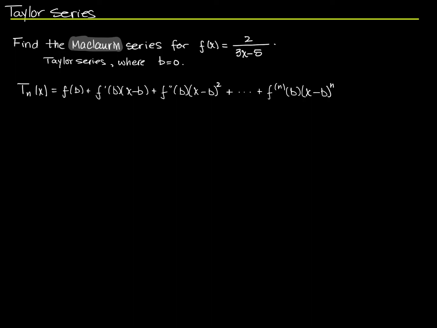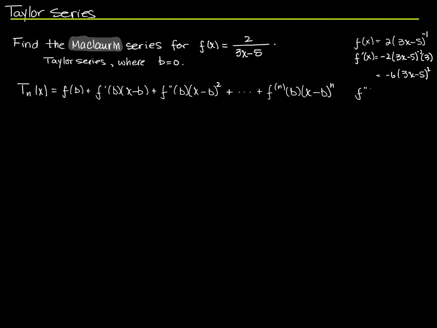I think because we're going to need to differentiate, right? I can tell you we're going to need to differentiate here. So let's rewrite f of x as 2 times 3x minus 5 to the power of -1. And that gives us f prime of x is equal to 2 times -1 times 3x minus 5 to the power of -2 times the derivative of the inside function, chain rule. So that's -6 times 3x minus 5 to the power of -2.